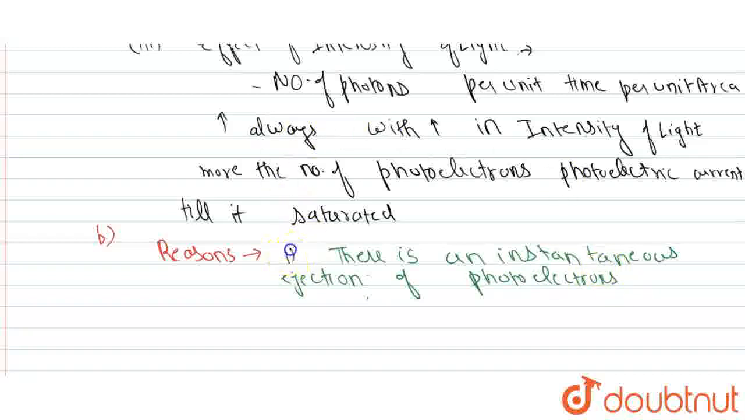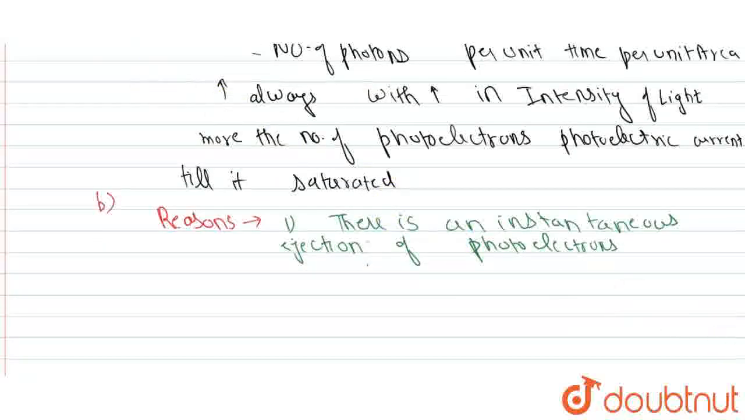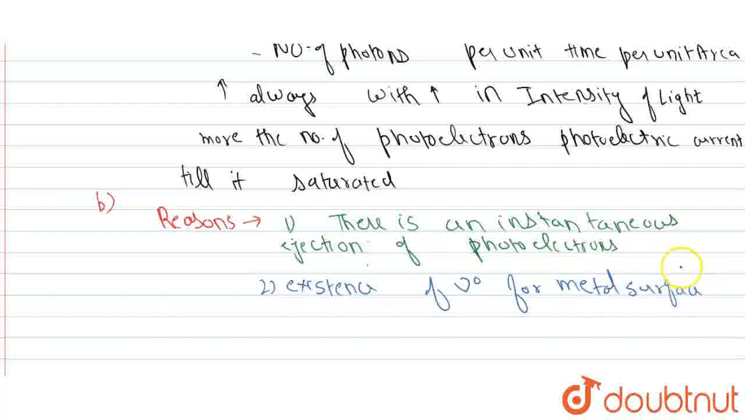The second reason behind that is the existence of threshold frequency for a metal surface. If we apply wave theory, then the photoelectron would emit at any frequency. There would be no need of the concept of threshold frequency there.